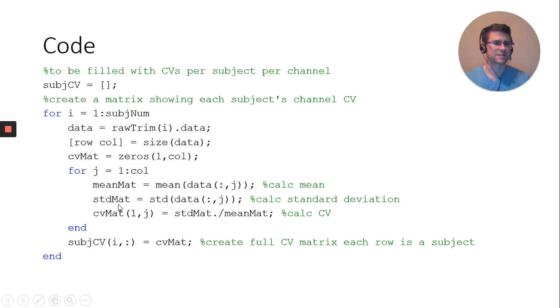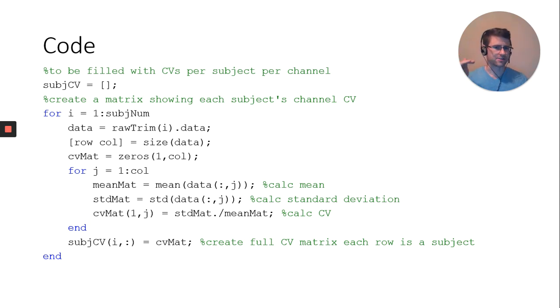Both of these should actually have the same dimensions because they're the same channels. Then you create a CV matrix, which is going to be the standard deviation divided by the mean of the signal for each channel. And that's what that dot denotes, is that you're going to go channel by channel, item by item. Once you come out of that, this CV mat will actually become the row for that subject CV.